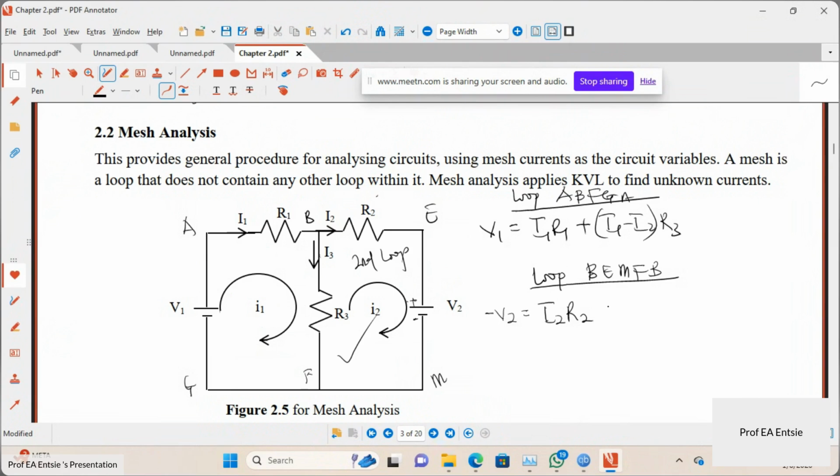Forgive me of the symbol. I should have used I2 like this, but it's the same, right? All right. I don't want small letters.